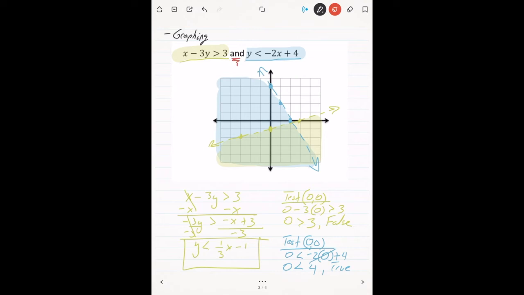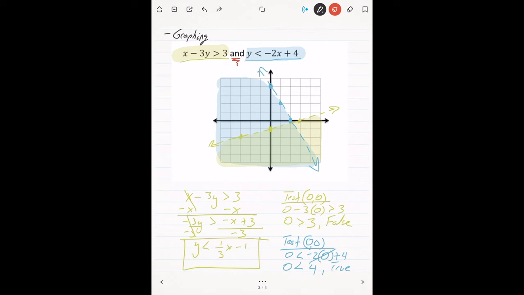We have the word and here. Remember, and means you want a solution to be true for one inequality and the other inequality. You want to pick an x and a y coordinate, meaning you want to pick a point, right, somewhere on the graph, some x and y coordinate, that if you plugged it into both inequalities, it will work. It'll give you a true statement.